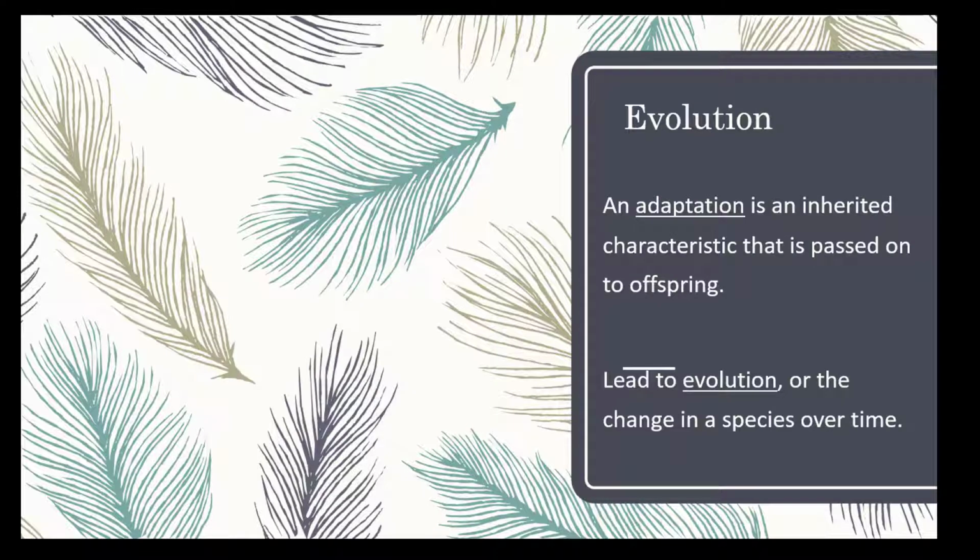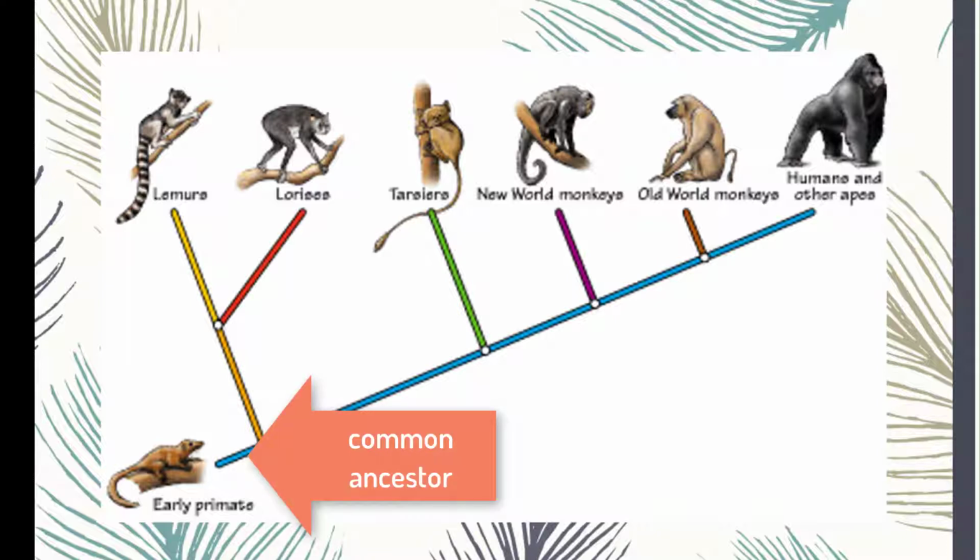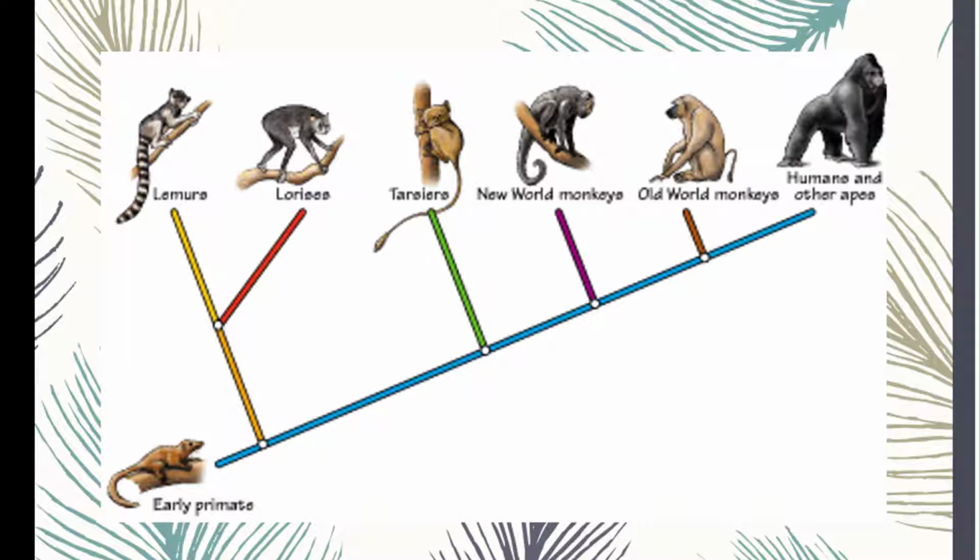All living things evolve. Evolution happens when adaptations, which are inherited characteristics that are passed to the offspring, become fixed in the gene pool and get passed on to subsequent generations, and that causes the species to change over time. So this is just one example of how there was one common ancestor that over time different populations branched off and got slightly different adaptations that led to new species.